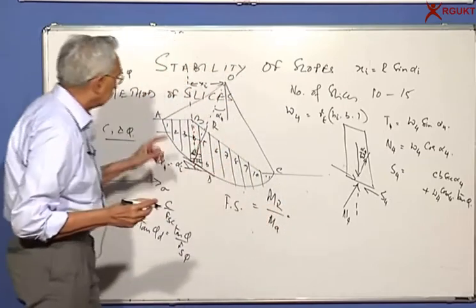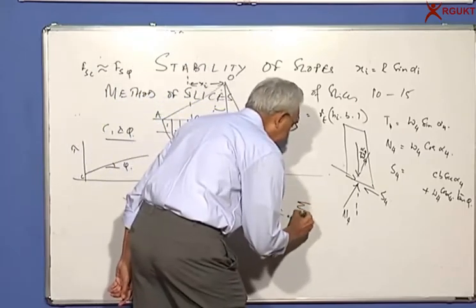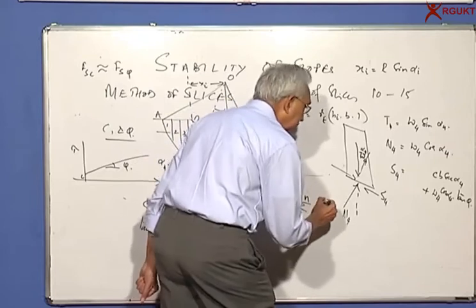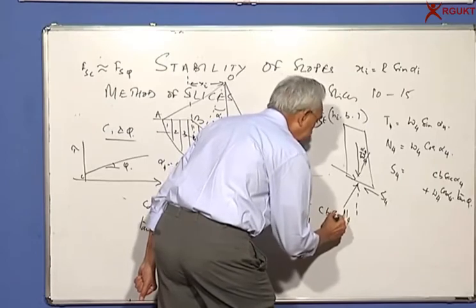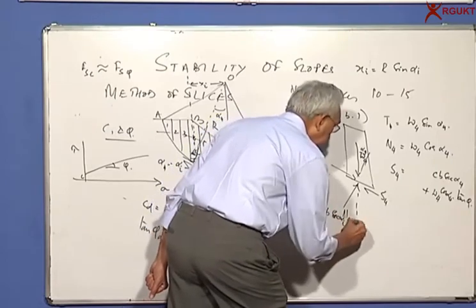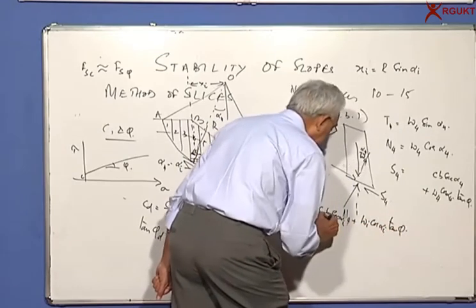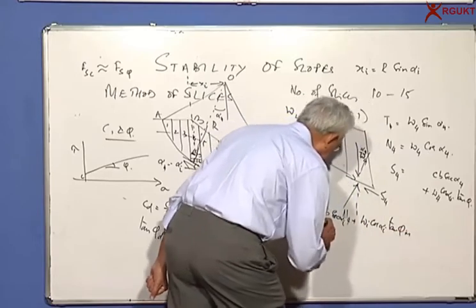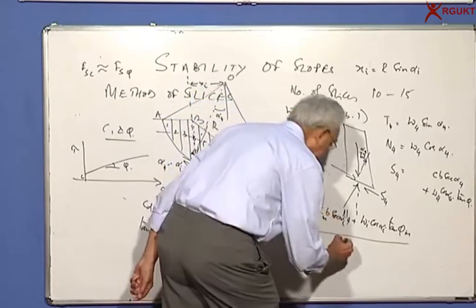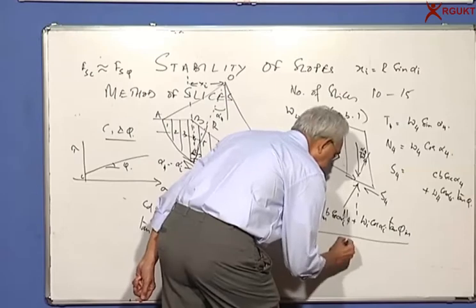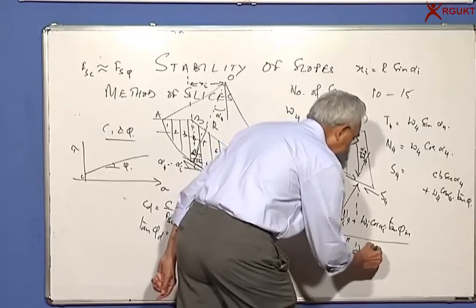And then we sum it up for slices 1 to n. So you write it as sigma i going 1 to n. This should be equal to c b secant alpha i plus Wi cos alpha i tan phi. Let me write mobilized, just to make sure that you also appreciate you can take a factor of safety from the maximum value to the allowable value, divided by, again, sigma 1 to n. The activating force is Wi sine alpha i.